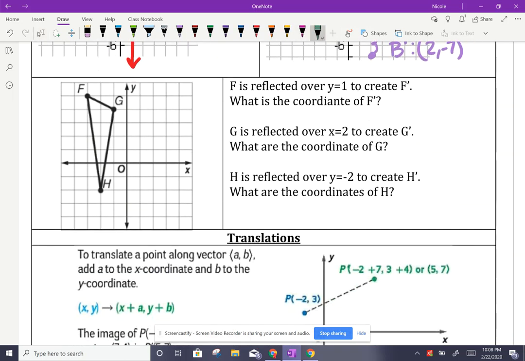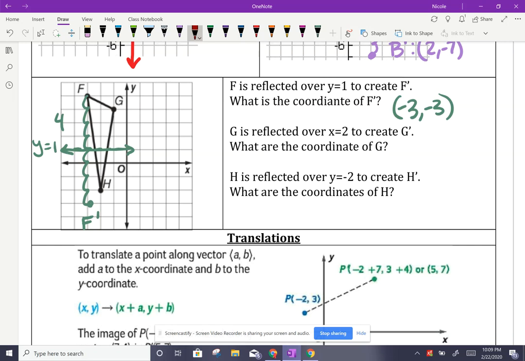First, we have that F is reflected over y equals 1 to create F prime. So y equals 1 is a horizontal line right here. We're going to count down 1, 2, 3, 4 steps. So we go 4 the other direction. 1, 2, 3, 4. And F prime ends up at 3, -3.